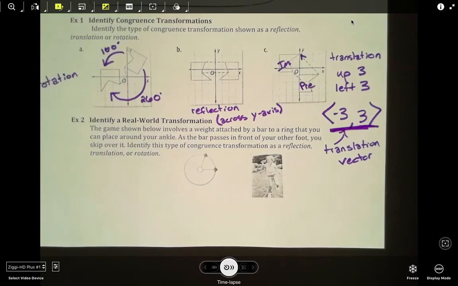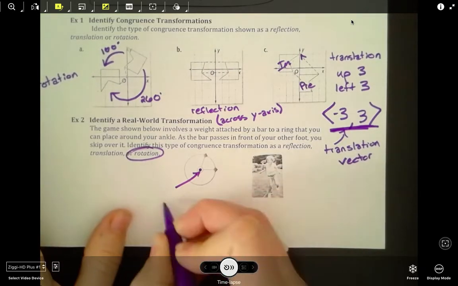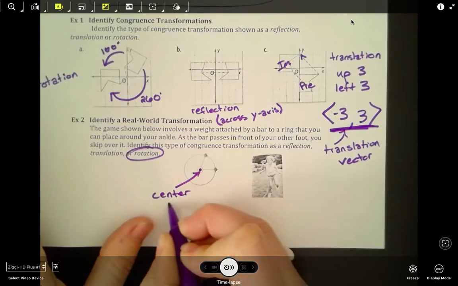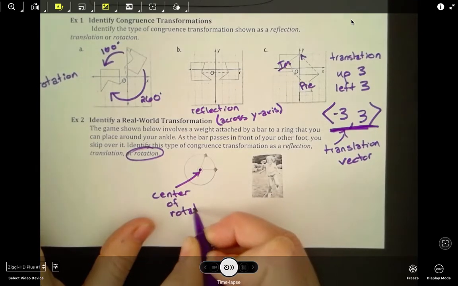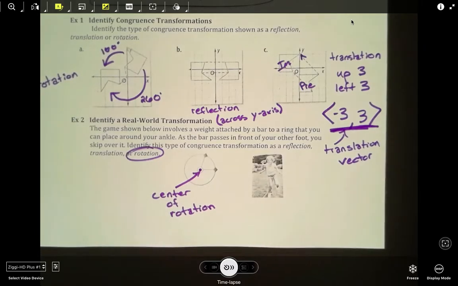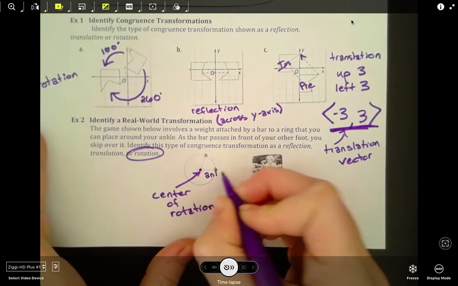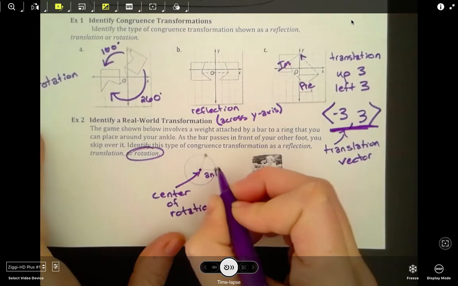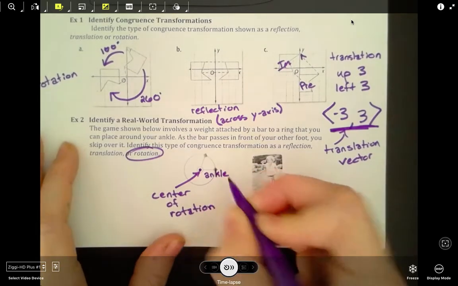Identify the type of congruence transformation as a reflection, translation, rotation. What's it doing? Rotation. Now, I'm going to address one more thing. In a rotation, it's very important to note the center of rotation. Okay? The center of rotation in the story problem is what? Your ankle. Your ankle is the center of rotation here. How do I spell ankle? A-N-K-L-E.